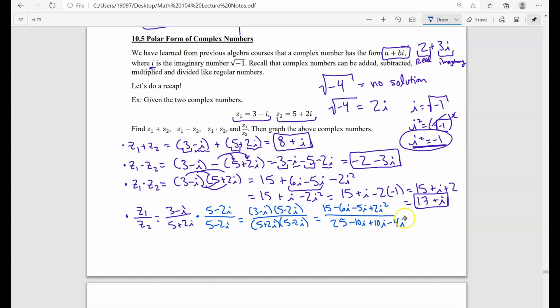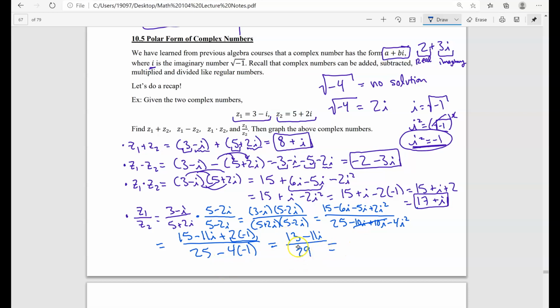minus 4i squared. So you can kind of see that this goes away, and I'm left on the top with 15 minus 11i plus 2i squared, which is -1, divided by 25 minus 4 times -1. Okay, so on the top, this is going to give me -2. So on the top, you're going to have 13 minus 11i. And on the bottom, this is going to give me a +4. So that's going to give me 29.